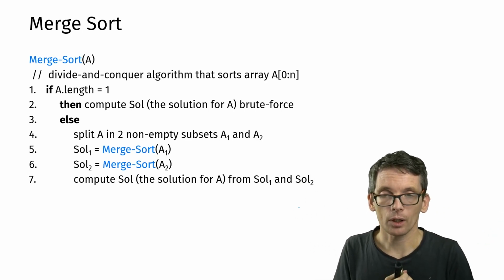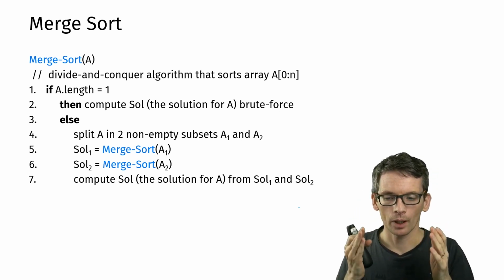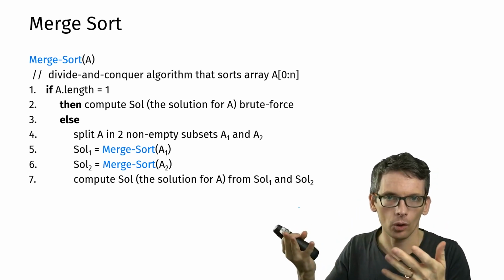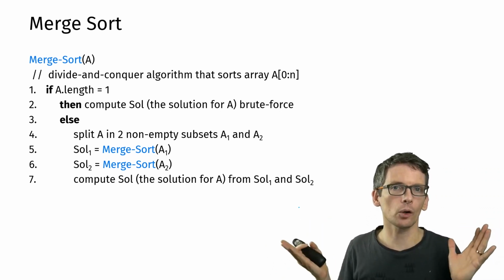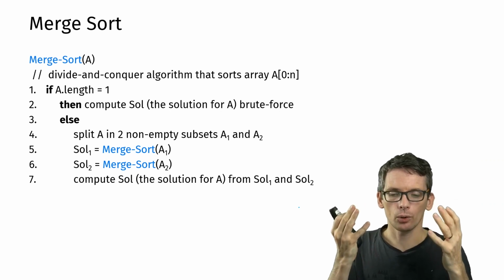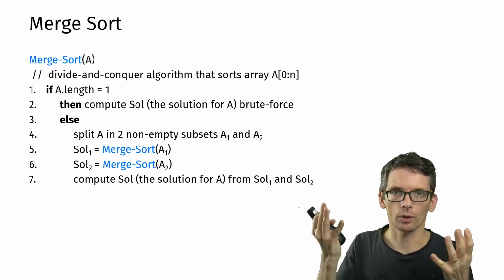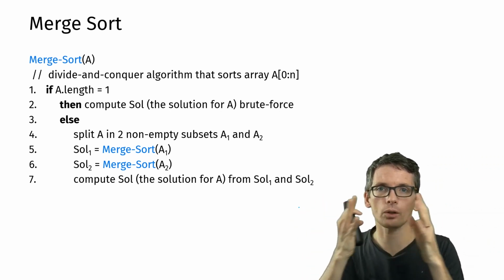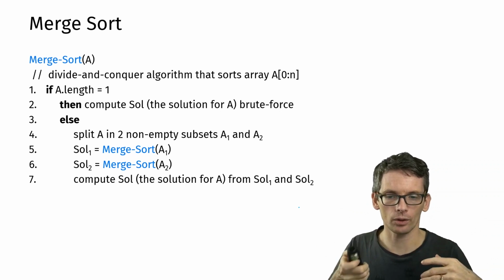What does that mean for sorting, and what does merge sort do? If only one element is left, then I compute the solution for one element. I mean, if I only have one element, there's nothing to do. Otherwise, I split into two non-empty subsets, and run merge sort on both of those, and then I need to combine those solutions.